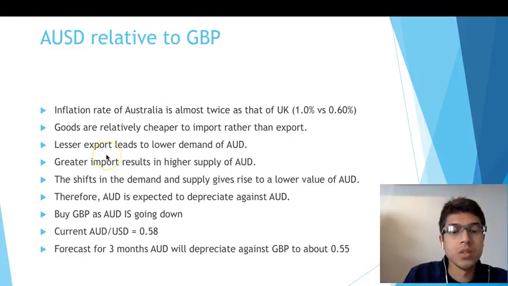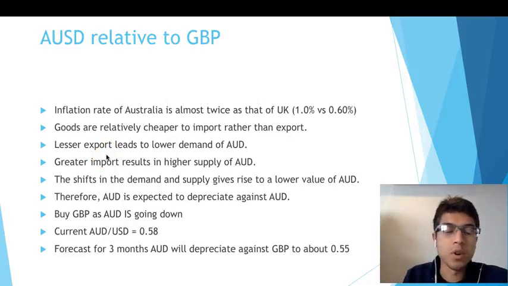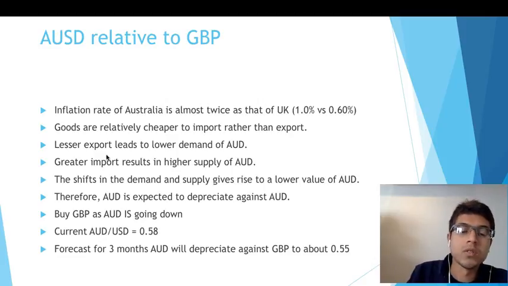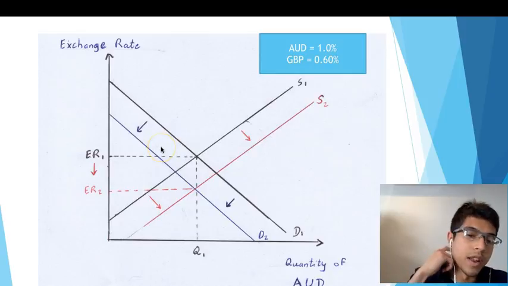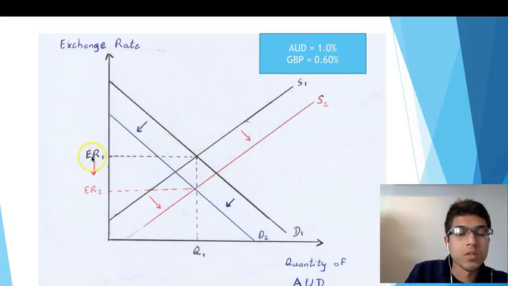So this would lead to a lower demand of AUD because of the decrease in export, and then greater imports will result in a higher supply of AUD. So this would increase the supply curve, and then decrease the demand curve to the left. This in the future will result in the exchange rate decreasing.